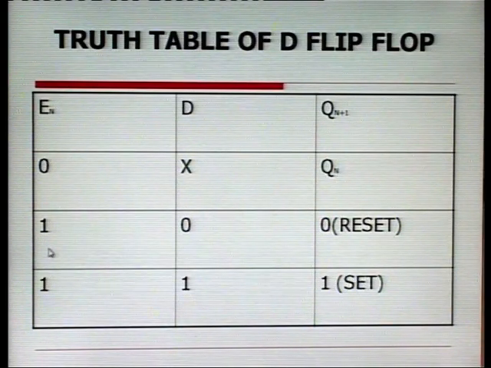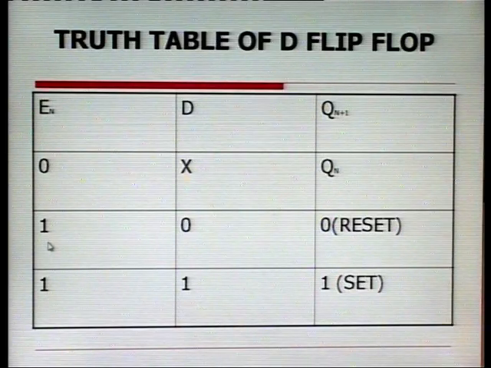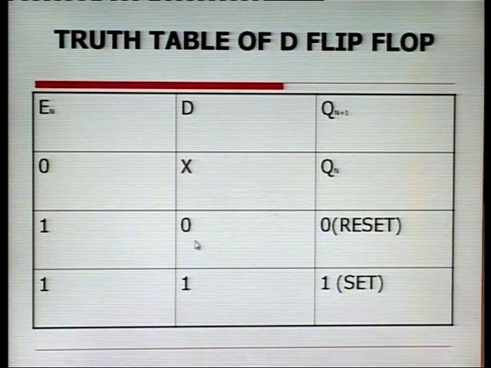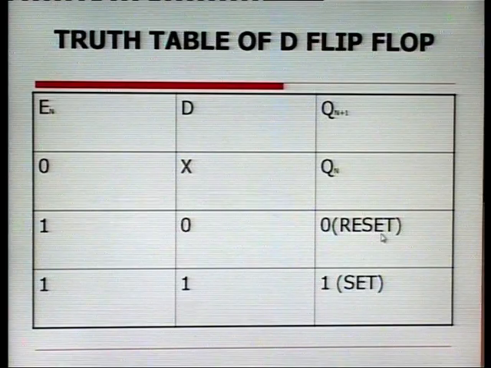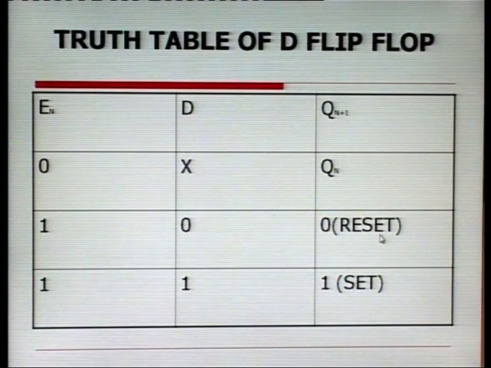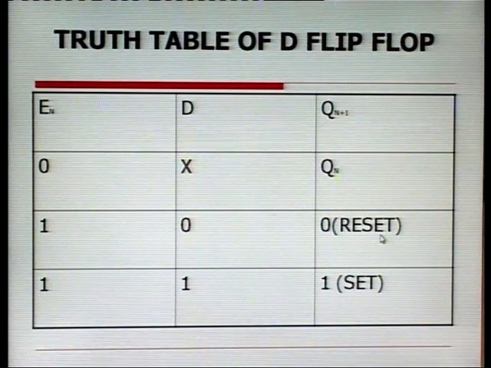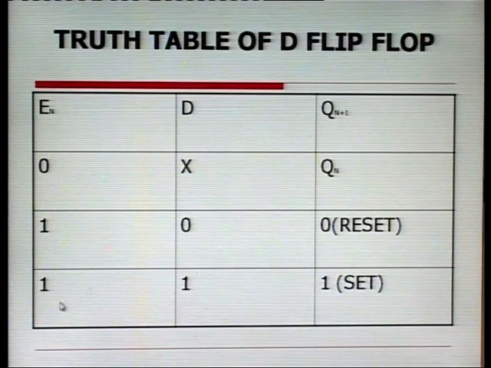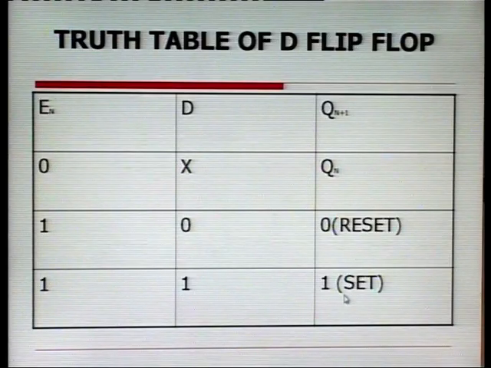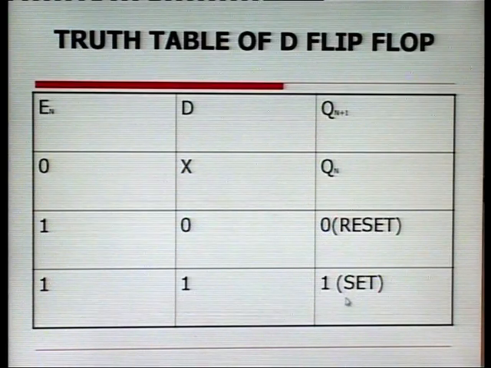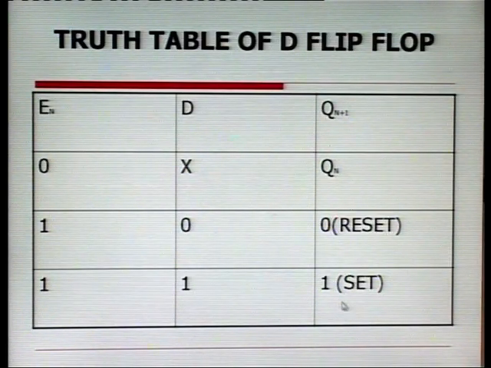Now, in the other case, when the enable input is 1, a D input of 0 will cause the flip flop to go into the reset state or off state. The Q output will be 0 and the Q bar output will be 1. If the enable input is 1 and the D input is also 1, this will cause the flip flop to shift into the set state, that is, the output will be 1.